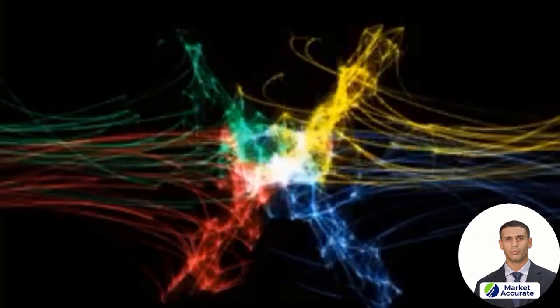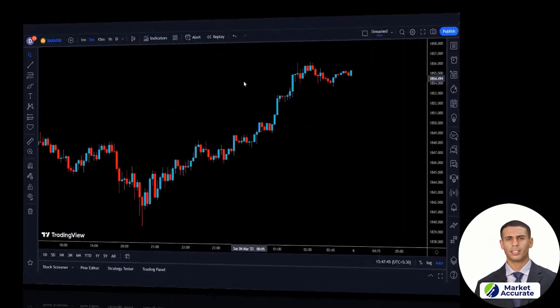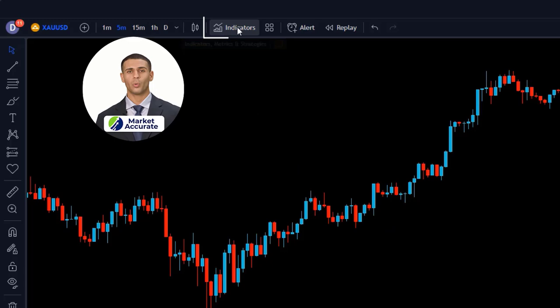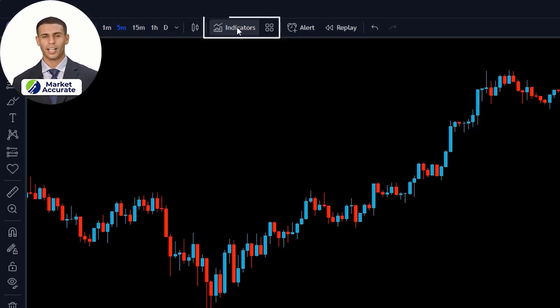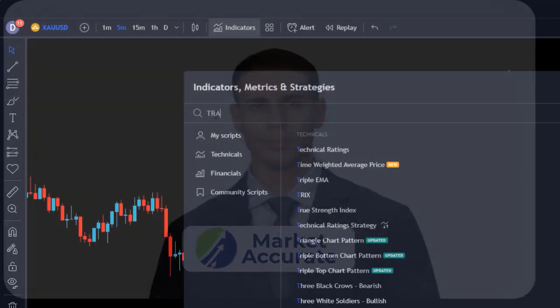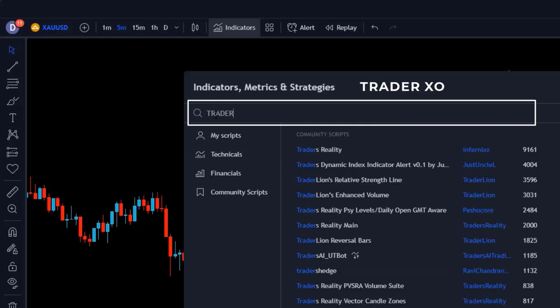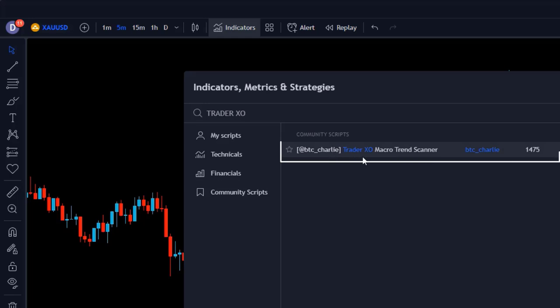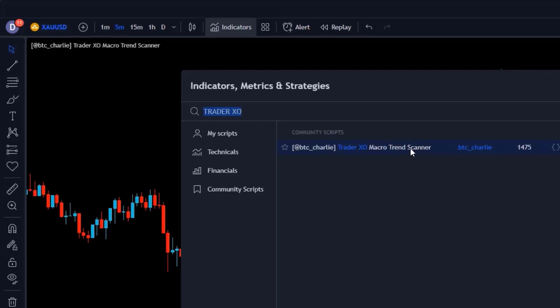In total, 3 free indicators are going to be used in this strategy. Let's get to applying the first one. Open the Indicators tab from the top of the page in Tradingview. Then on the top of the tab in the search bar, we type our first indicator's name, which is TraderXO. We add this TraderXO micro trend scanner made by BTC Trolley Indicator Trend Charts.